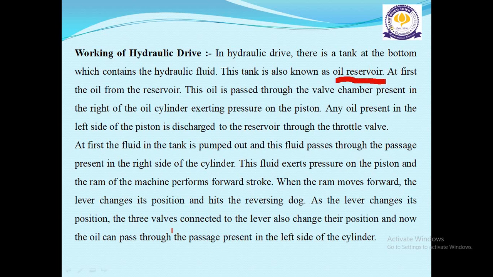At first, the oil from the reservoir is passed through the valve chamber to the right of the oil cylinder, exerting pressure on the piston. Any oil present on the left side of the piston is discharged to the reservoir through the throttle valve. This fluid exerts pressure on the piston, and the ram of the machine performs the forward stroke. When the ram moves forward, the lever changes its position and hits the reversing dog.